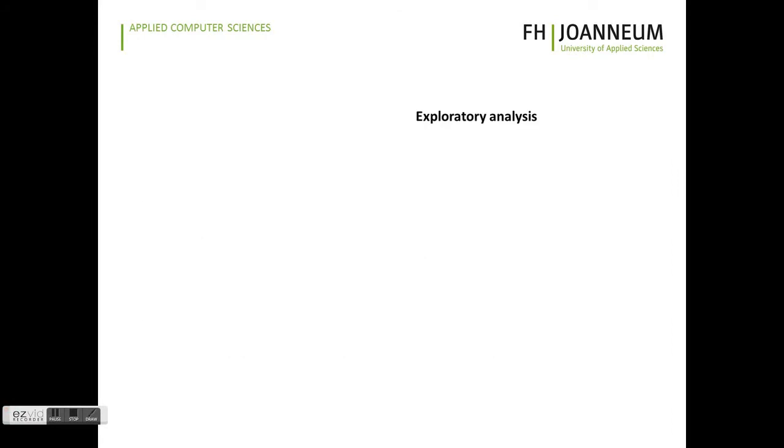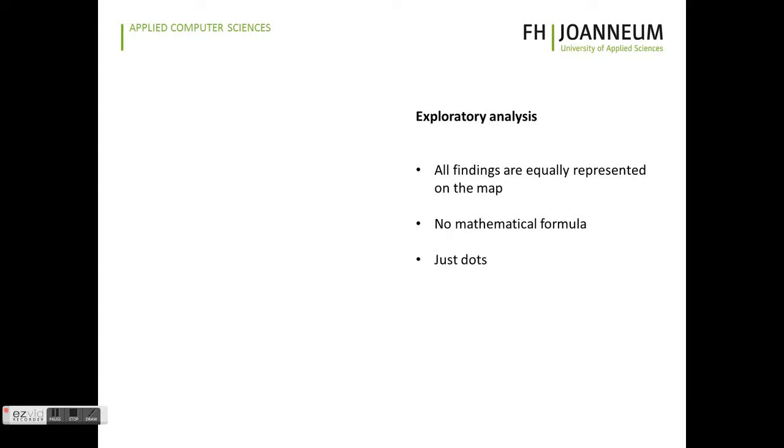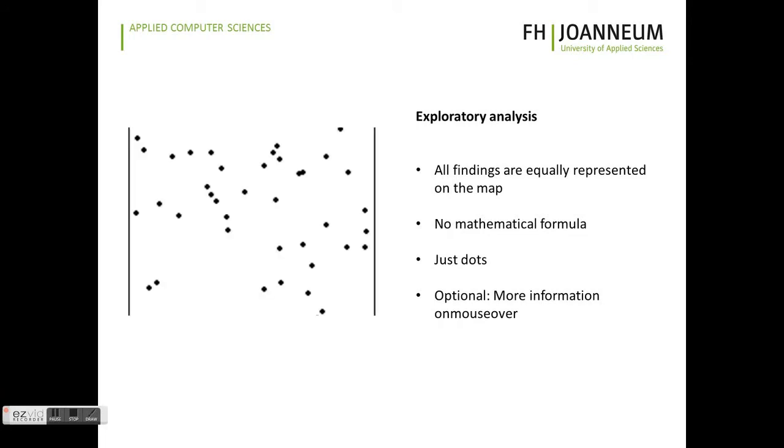Start off with the easiest one, the exploratory analysis. There, all findings are represented equally on the map, so you don't need any mathematical formula for the representation, and you just have to print dots on every point in the map. And here the optional on mouse over comes into play. The final part of the project with exploratory analysis will look like this picture, just a white canvas and dots on it.